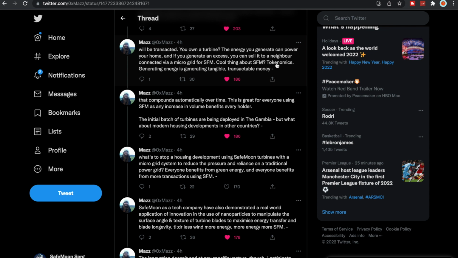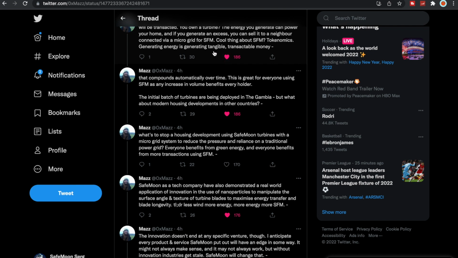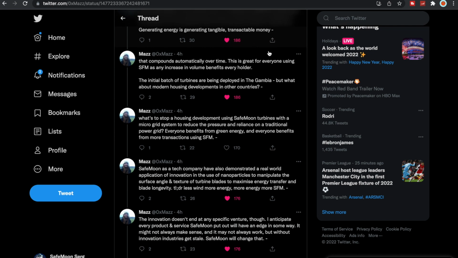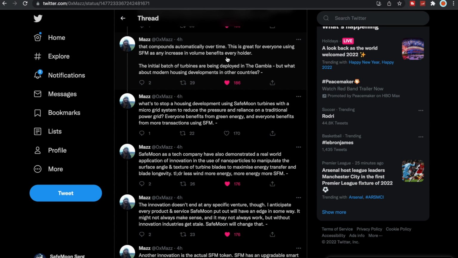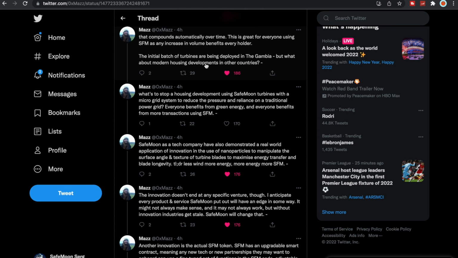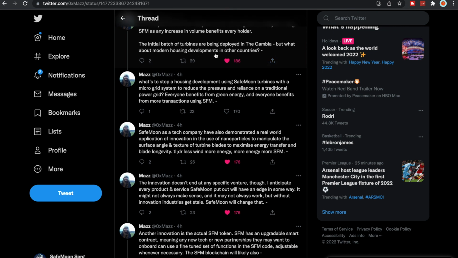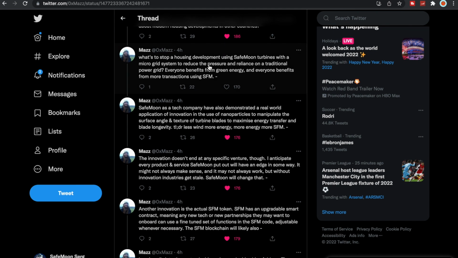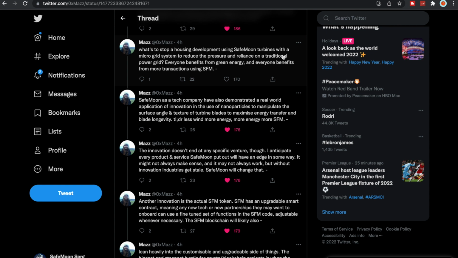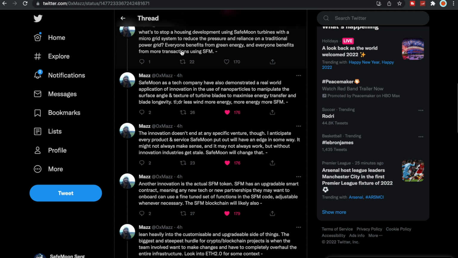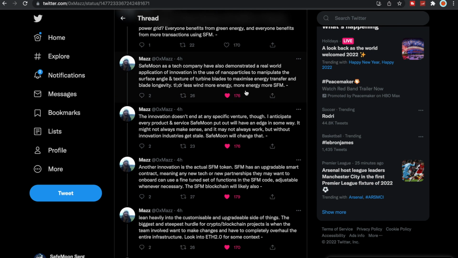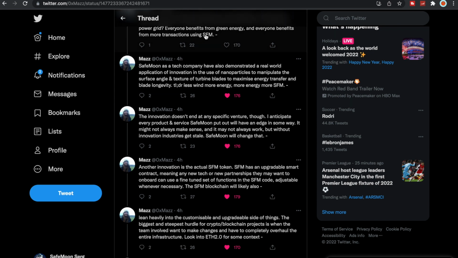Cool thing about Safemoon tokenomics: generating energy is generating tangible, transactable money that compounds automatically over time. This is great for everyone using Safemoon, as an increase in volume benefits every holder. The initial batch of turbines are being deployed in the Gambia, but what about the modern housing developments in other countries? What's to stop a housing development using Safemoon turbines with a microgrid system to reduce pressure and reliance on traditional power grids? Everyone benefits from green energy and everyone benefits from transactions using Safemoon.